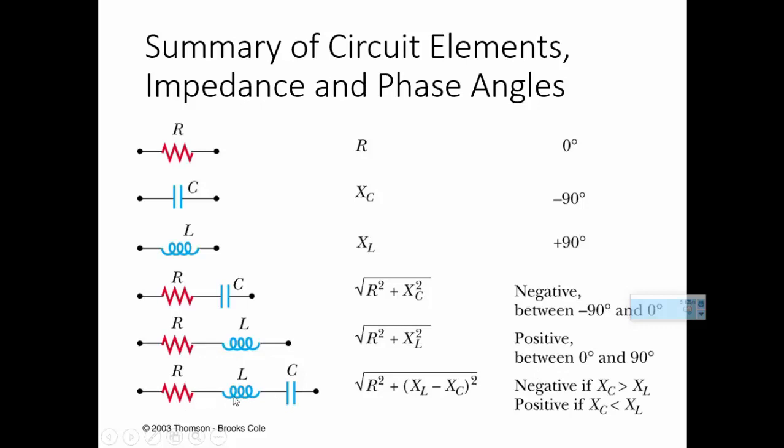Now if we have an RLC circuit, guys, this is what I was explaining to you: the resultant Z, which is the impedance, has to be calculated this way, and the phase angle is negative if XC is greater than XL, and it's positive if XC is less than XL.